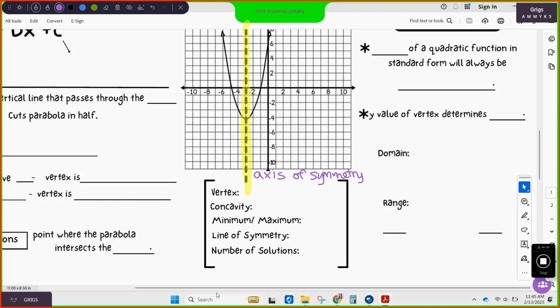Alright, so my line of symmetry cuts the parabola in half. Do you agree? Same on both sides, in a perfect world. Where does that line hit the x-axis? At -3. So this right here is my axis of symmetry. I'm going to write it as x equals -3. So it will always be an x equals situation.